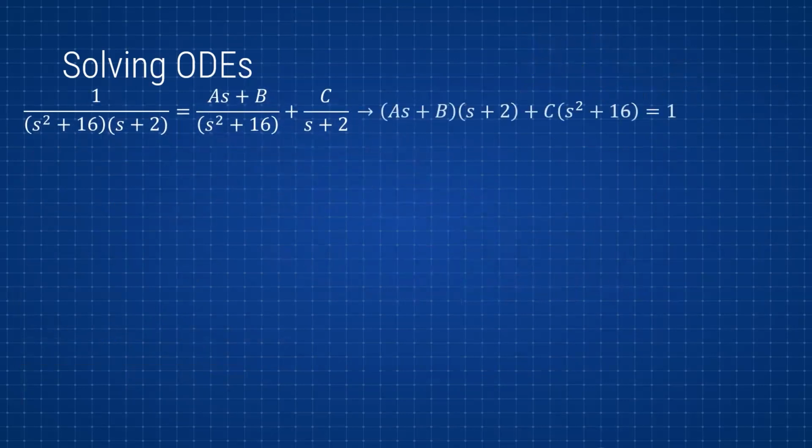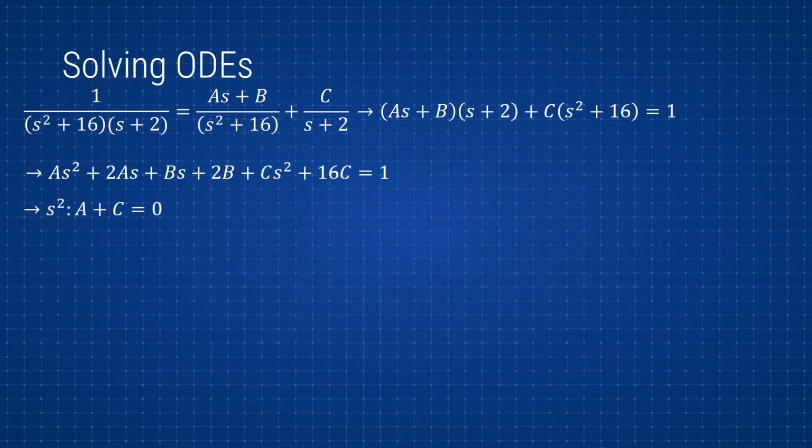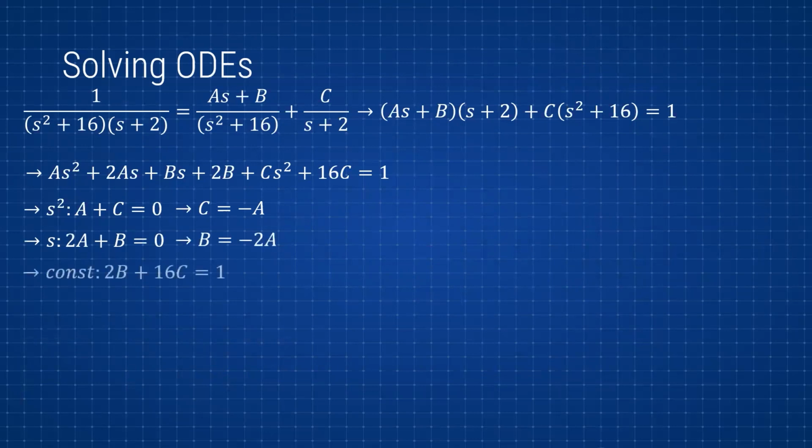So for A, B, and C, I will of course do cross multiplication. The numerators will equal each other. So that's how I get my equation. I will basically just distribute. I get my equation. I will need to then equate the coefficients. So for s squared, I have A plus C equals 0, where we can get that C is equal to negative A. For s, I have 2A plus B, once again equals 0. And then for the constants, I'll have 2B plus 16C equals 1.